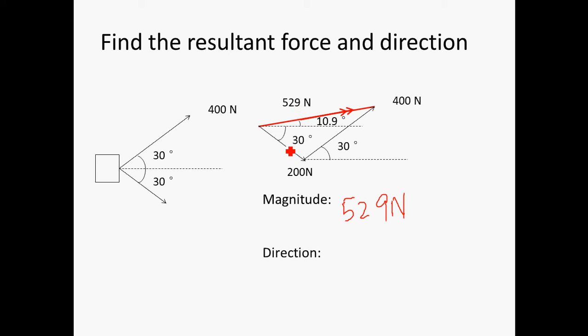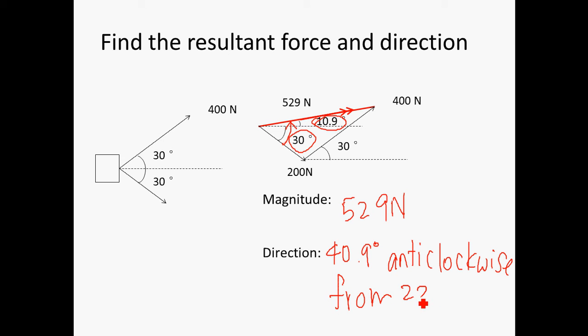Again, the adjacent force to the 529 resultant force will be this 200 Newton. And the angle between them will have to be the sum of these two angles. So obviously it is 40.9 degrees. So how do you write? Now for the 200 Newton to reach the 400 Newton, it has to rotate anti-clockwise. So it is 40.9 degrees anti-clockwise from 200 Newton. So that's how you explain.